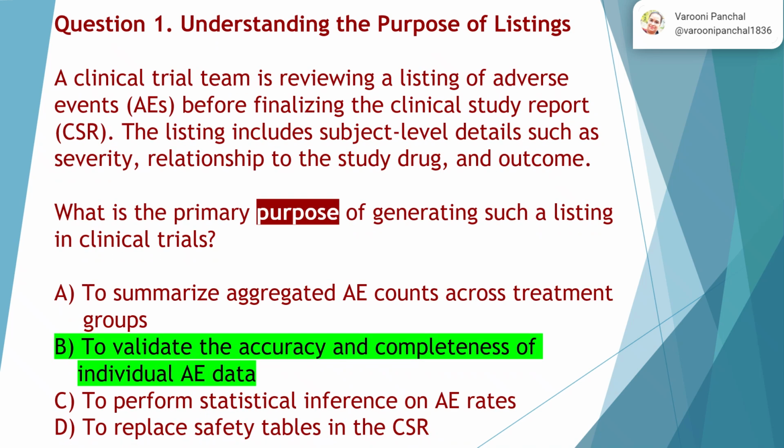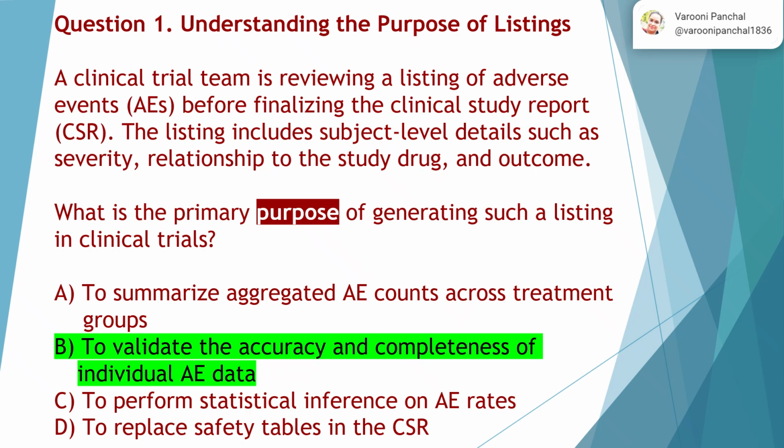Question 1. Understanding the purpose of listings. A clinical trial team is reviewing a listing of adverse events before finalizing the clinical study report. The listing includes subject level details such as severity, relationship to the drug, and outcome. What is the primary purpose of generating such a listing in clinical trials?